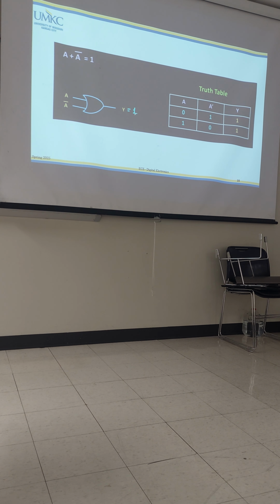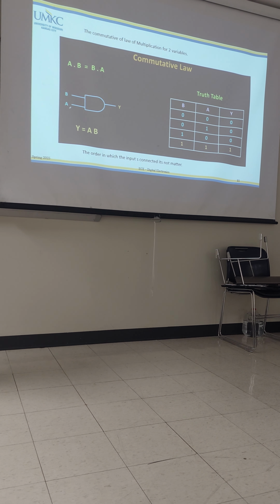And that is the complement. If we have A plus A bar, it will give you 1. In case of A dot A bar, it will be 0. Okay. So these are a few rules of Boolean algebra.